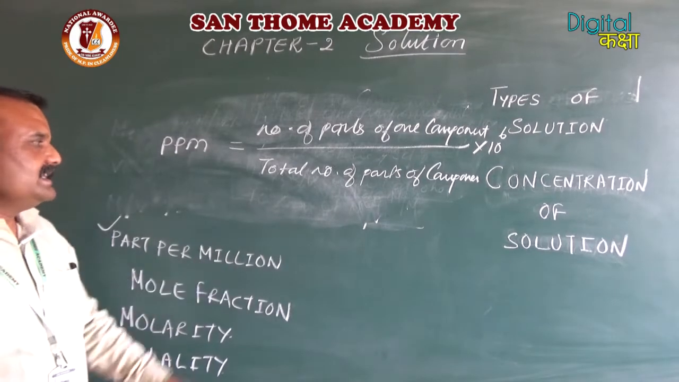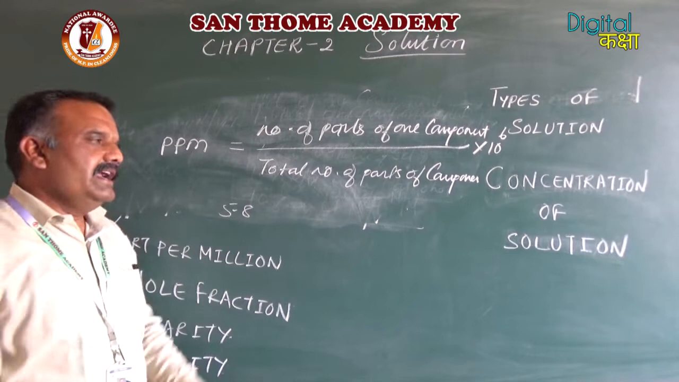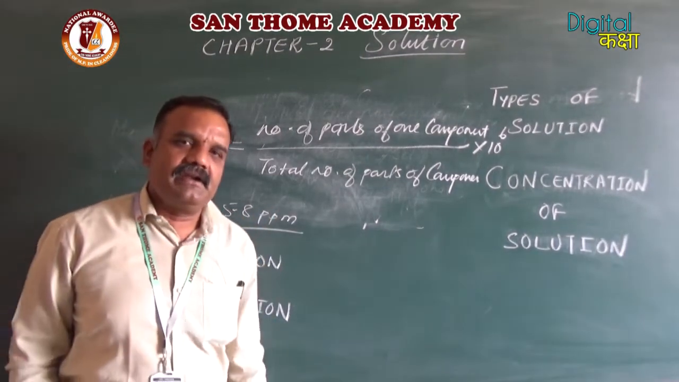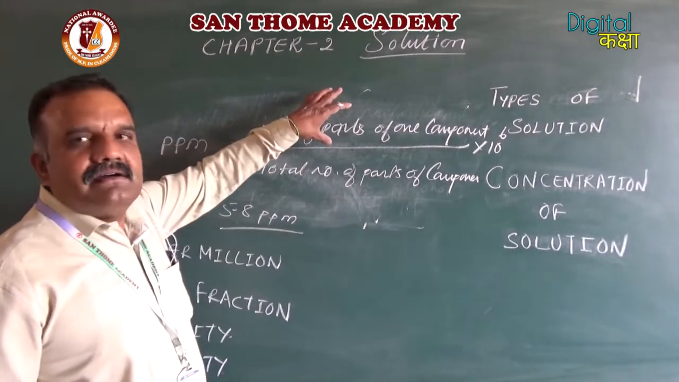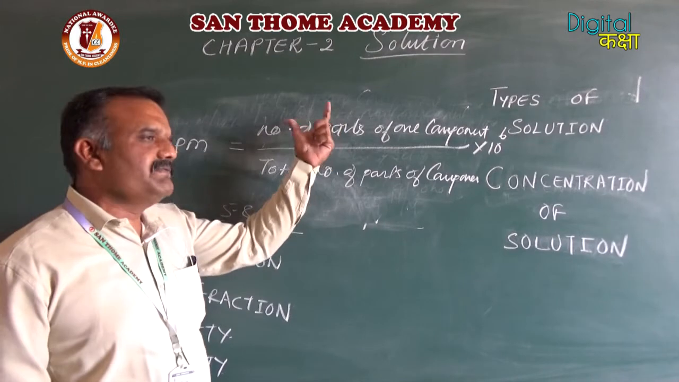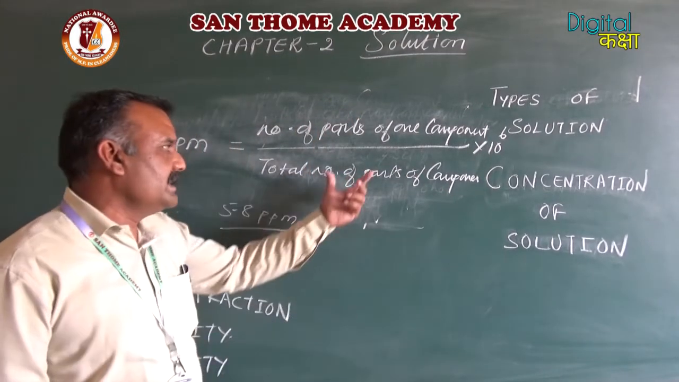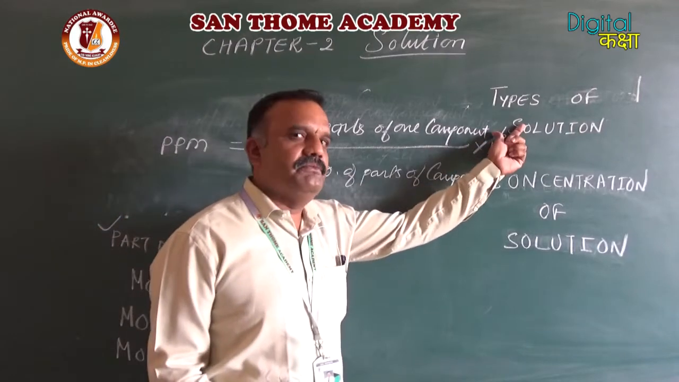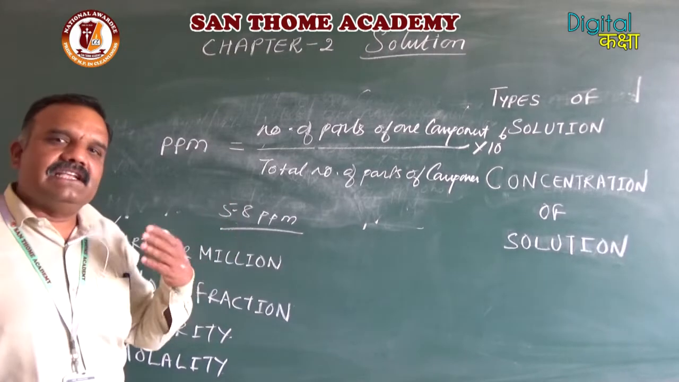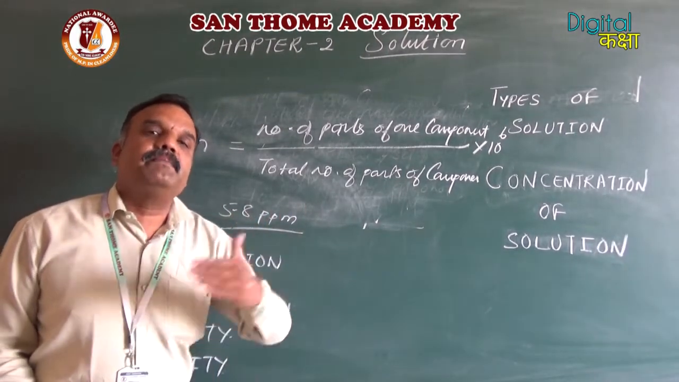For example, if I say 5.8 ppm of calcium hydrogen carbonate, it means that the number of parts by mass of one component, that is calcium hydrogen carbonate, is 5.8 grams divided by the total number of parts, meaning in 1 million parts, that is 10 raised to the power 6. That is why we can express the concentration of calcium hydrogen carbonate in water as 5.8 ppm, meaning parts per million.